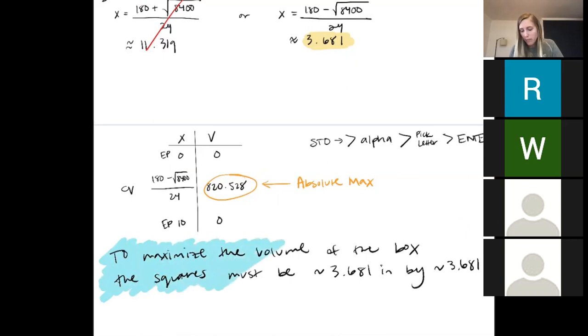Questions, you guys? So in your textbook, there's 3 problems that I've assigned.